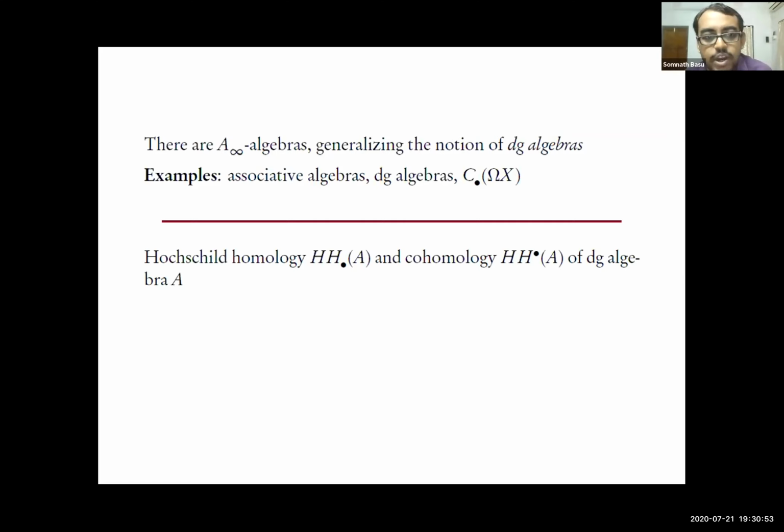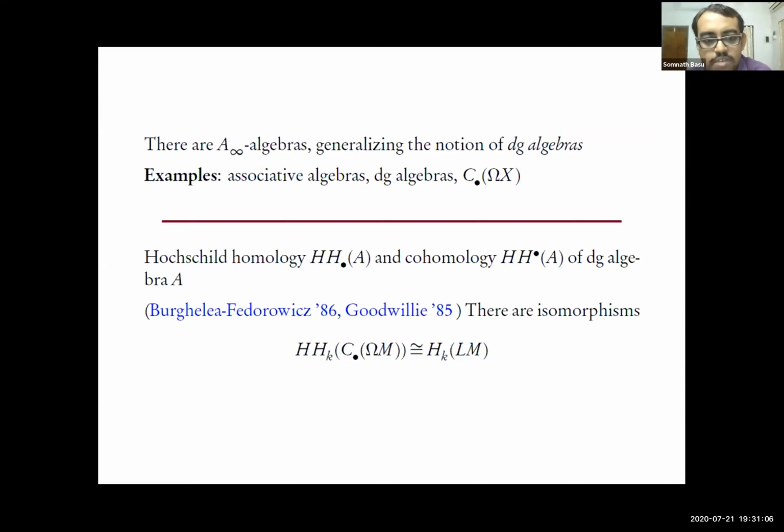Okay? The point is that for associative algebras or even A-infinity algebras, there's a notion of homology called Hochschild homology and a notion of cohomology called Hochschild cohomology. And this has its own origins. Let me not get into that, but there's a result due to Burghelea, Fedorovich and Goodwillie. So just take it as a black box, whatever these things are, okay? Like cohomology theories, the Hochschild cohomology has nice algebraic properties like cup products. The Hochschild homology does not have these cup products, okay? Just comparing with the standard homology.